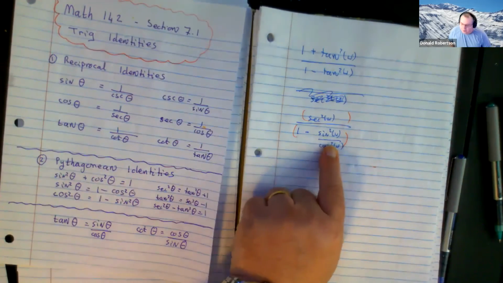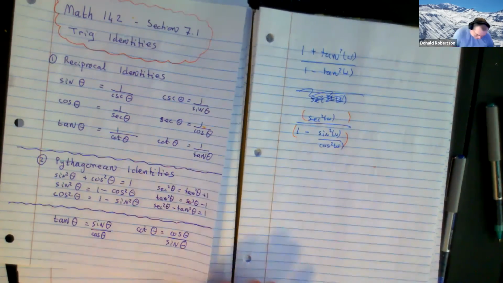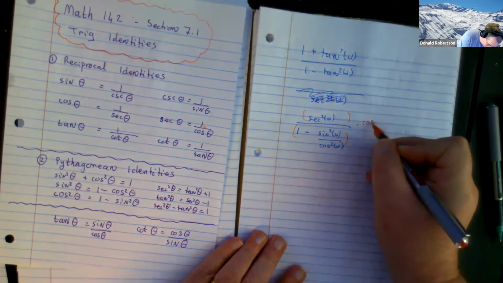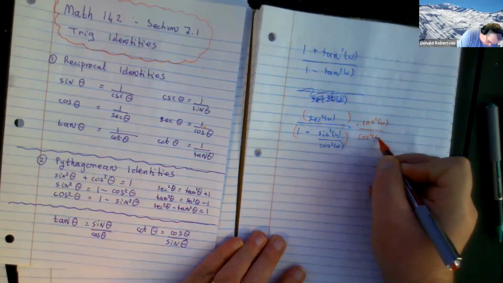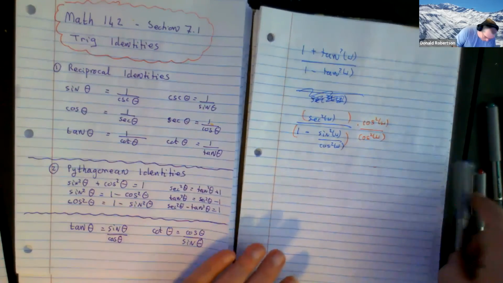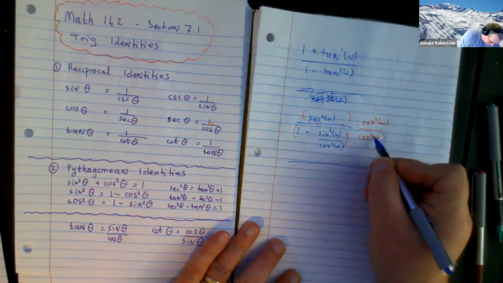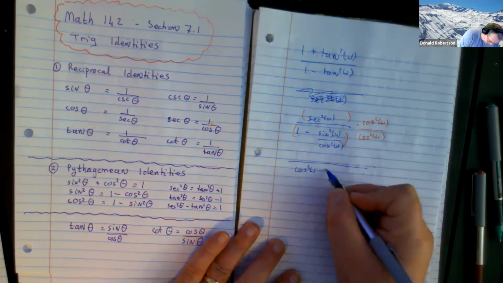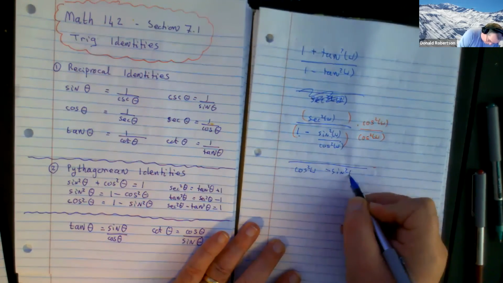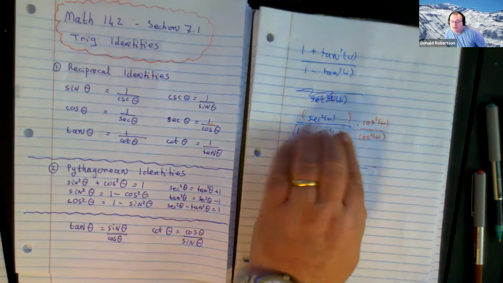Now, I still have a problem, right? I have a fraction inside a fraction. And can I multiply by a special version of 1, which ends up being cos squared u? And on the bottom, that times that gets me cos squared u, and that times that gets me negative sine squared u. Your method is going to work.